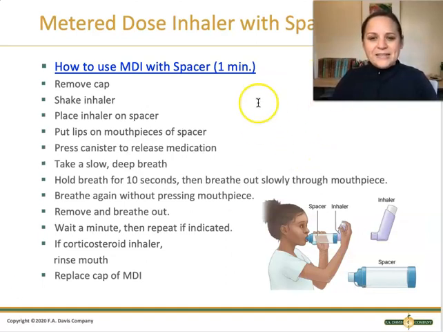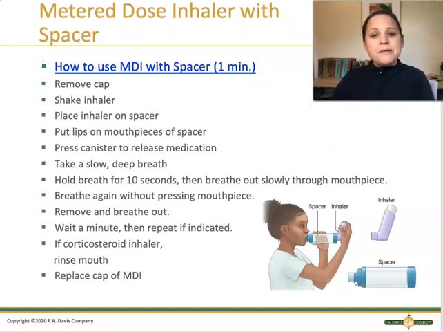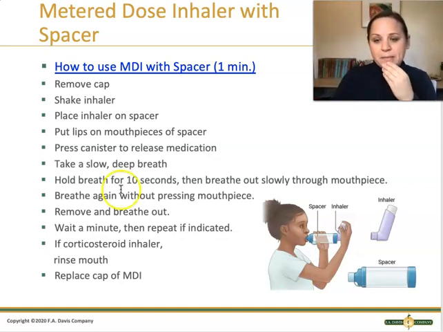And then finally, for some patients, we use a metered dose inhaler with a spacer. And in fact, it's really preferred for all patients. It's very hard to coordinate taking the breath while depressing the canister and really ensuring that you're getting the full dose. So we recommend that patients get these spacers that look like this down here. And it just attaches to that regular metered dose inhaler.